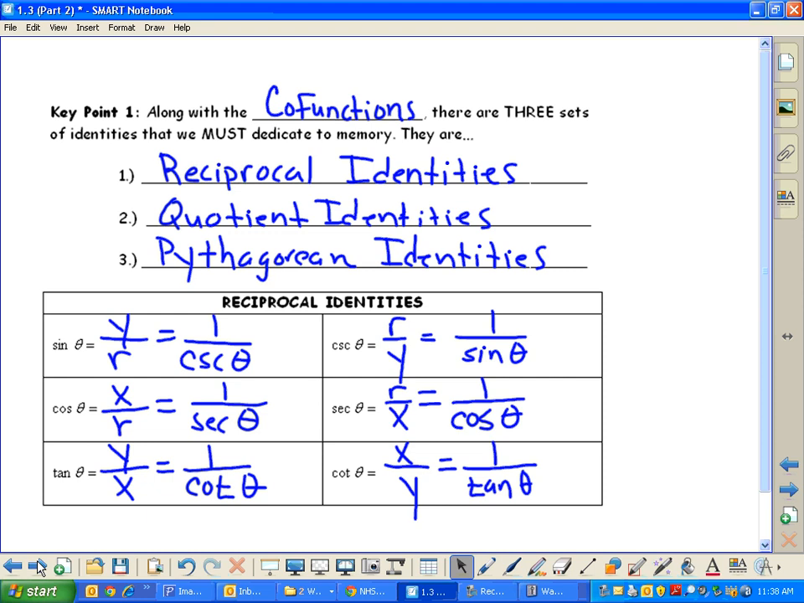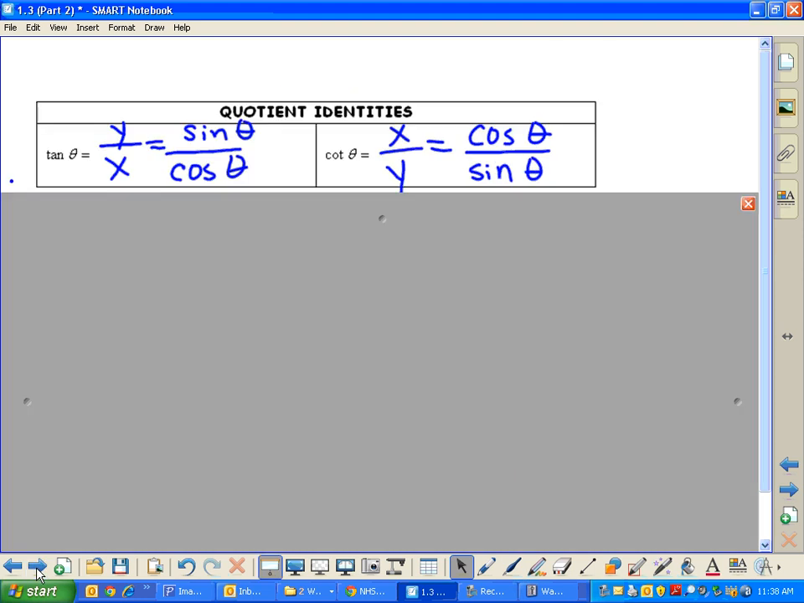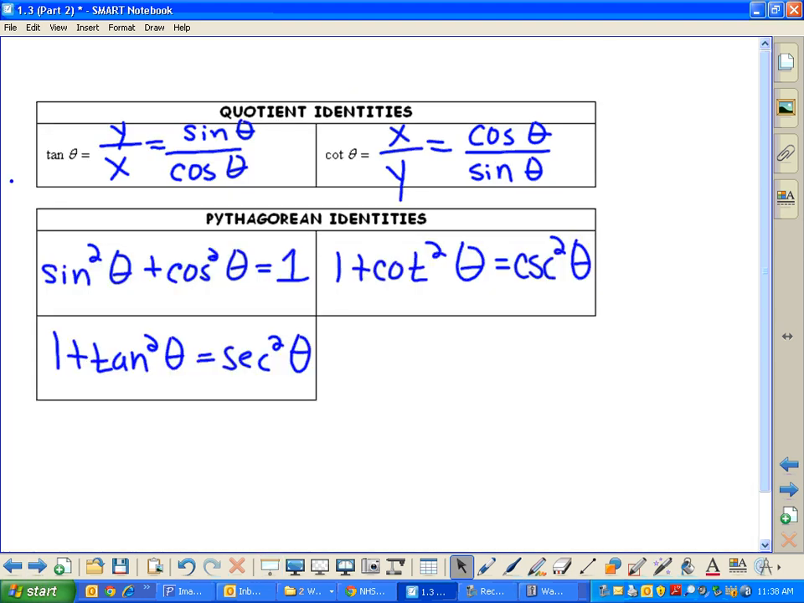Okay, and then the last set of identities we have are your Pythagorean identities. The first one is probably the most important one. I call it like the grand poobah of the Pythagorean identities. You could probably guess that they come from the Pythagorean theorem. I'm going to show you where they come from today. Not that you necessarily have to reproduce today's lesson to show where they come from, but I'm going to show it to you so it makes a little more sense.